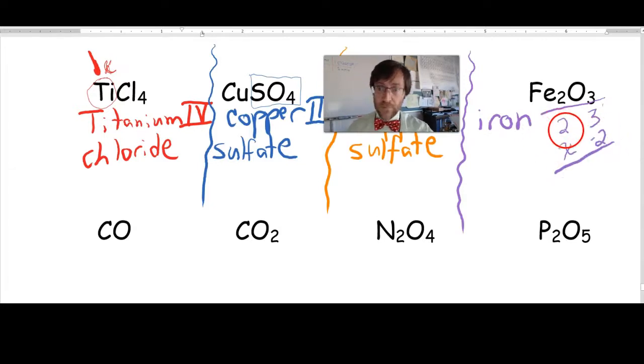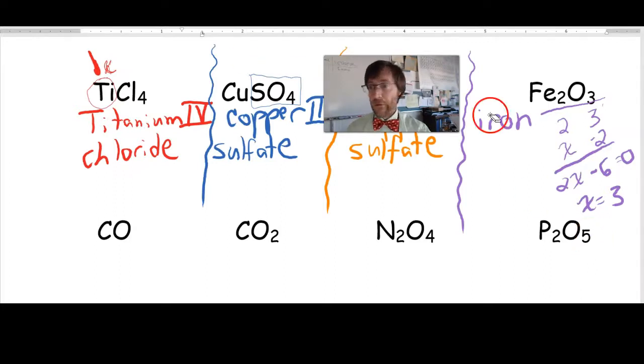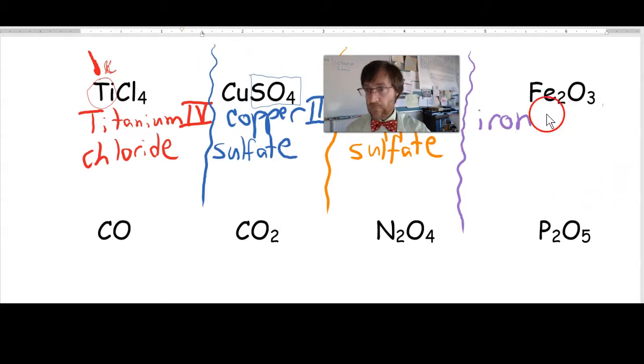So I have 2 irons. Each has a charge of X. How much charge in all? 2X. I have 3 oxygens. Each oxygen has a charge of -2. How much charge in all? 3 times 2 is -6. Now this is all going to add up to 0. X equals 3. Yeah? So this is going to be iron, Roman numeral 3, oxide. You with me on that one?